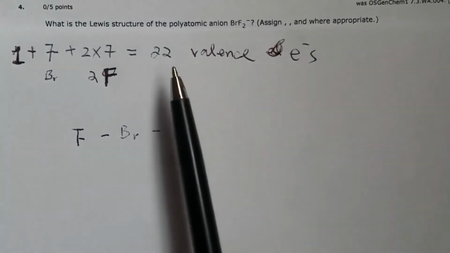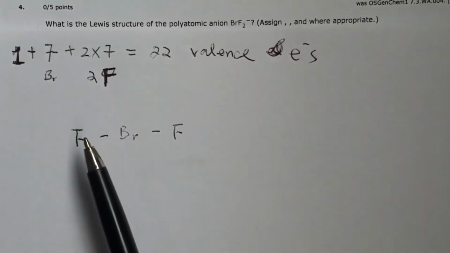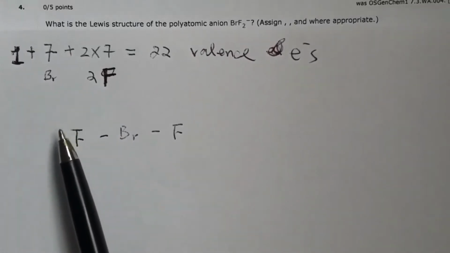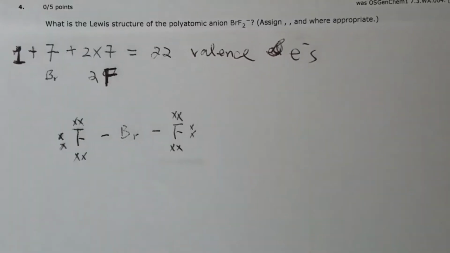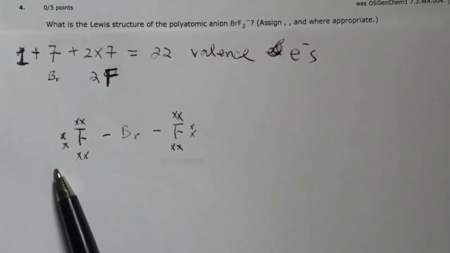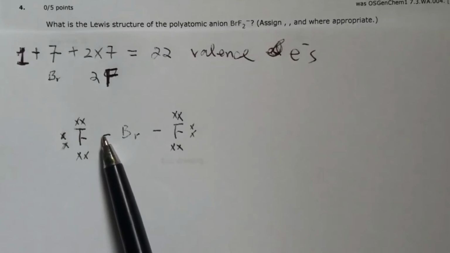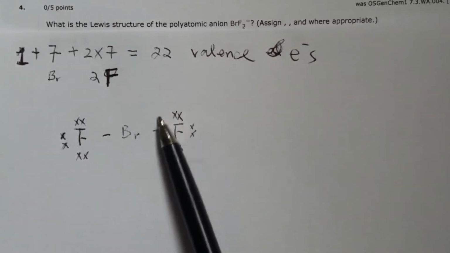Now we need to assign the valence electrons to the peripheral atoms first and make sure they satisfy the octet rule. Now you can see the fluorines have a total of 8 electrons. Remember, a single bond counts as 2 electrons. So that's a total of 8 for this fluorine, also a total of 8 for the other.